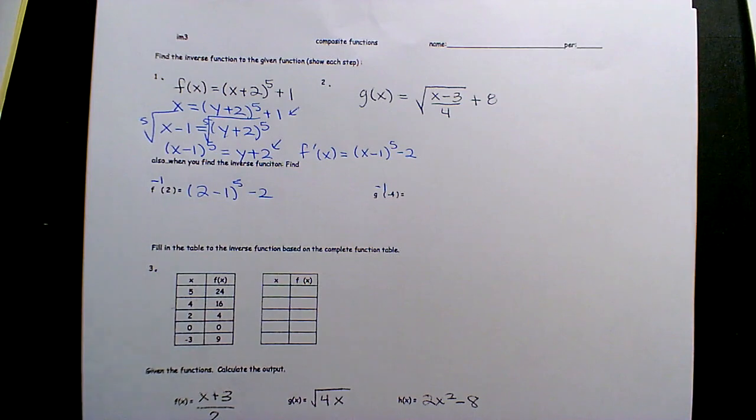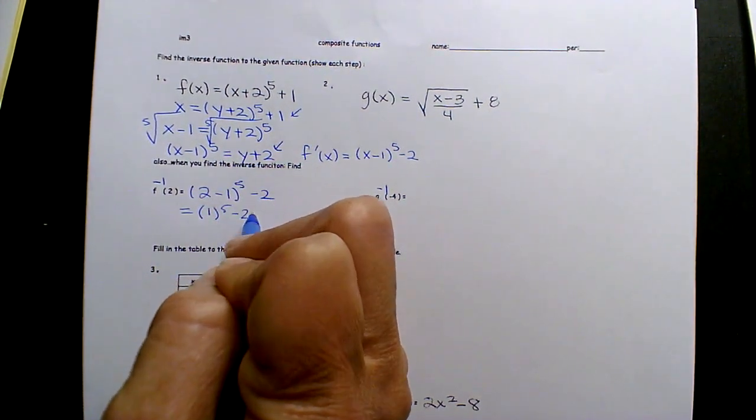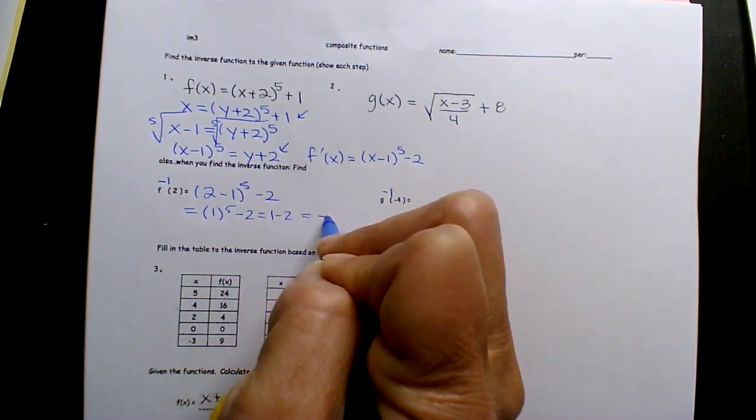And then you could just, where's the calculator? Oh, I don't need it. It's -1, right? 2 minus 1 is 1. 1 to the 5th is 1. So 1 minus 2 is -1, right?